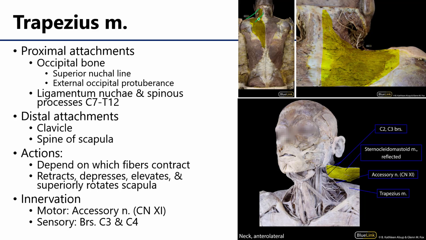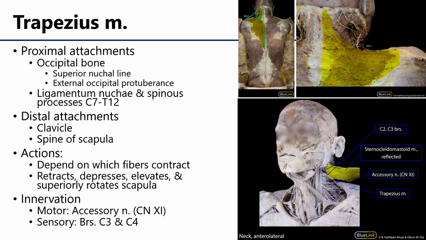These take their superior attachments from the occipital bone, specifically the superior nuchal line, as well as the external occipital protuberance, which is found in the posterior aspect of the occipital bone. There are also attachments that run down the midline, which include the ligamentum nuchae, which is the ligament of the neck, as well as attachments on spinous processes C7 through T12, going all the way down the central aspect. The distal attachments of this muscle include both the clavicle as well as the spine of the scapula.